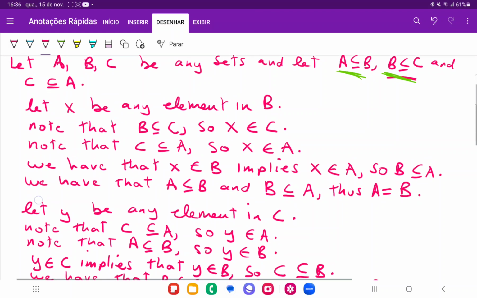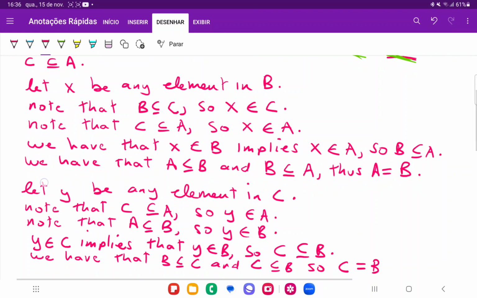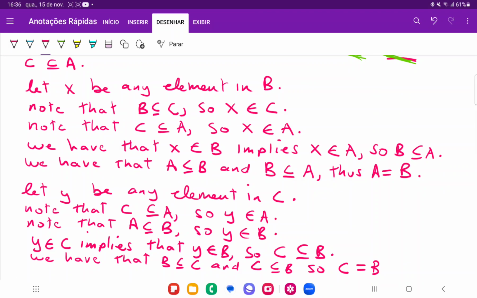We have shown through double inclusion that A is a subset of B and B is a subset of A, so A is equal to B. And we have shown that B is a subset of C and C is a subset of B, so C is equal to B. And that is it for item 9.